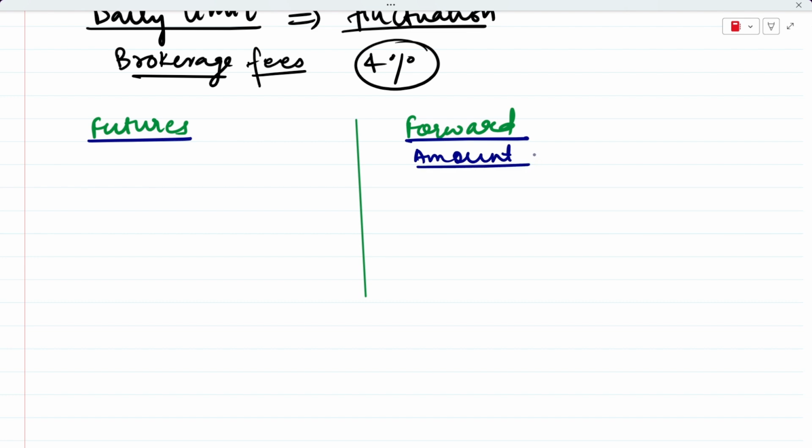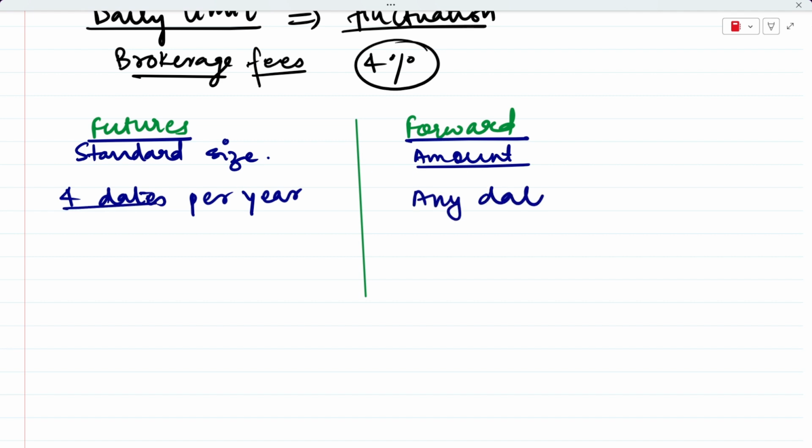Okay, you can put in any amount that you want, but in a futures contract, standard sizes are available, and you have to choose among those standard sizes of amount that you can put in that contract. And like I said, futures give you only 4 dates per year, because only on these particular dates you can do your contract. Maturity is only for these 4 dates, but in a forward contract you can choose again any date that you agree on.